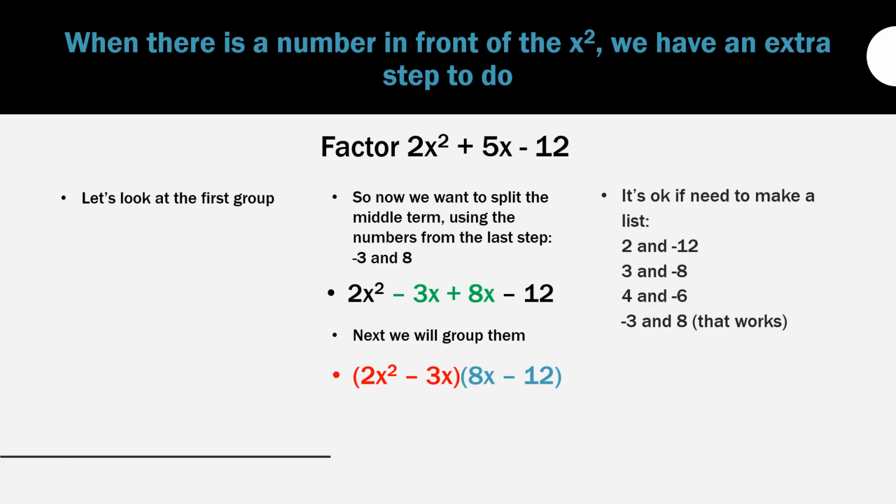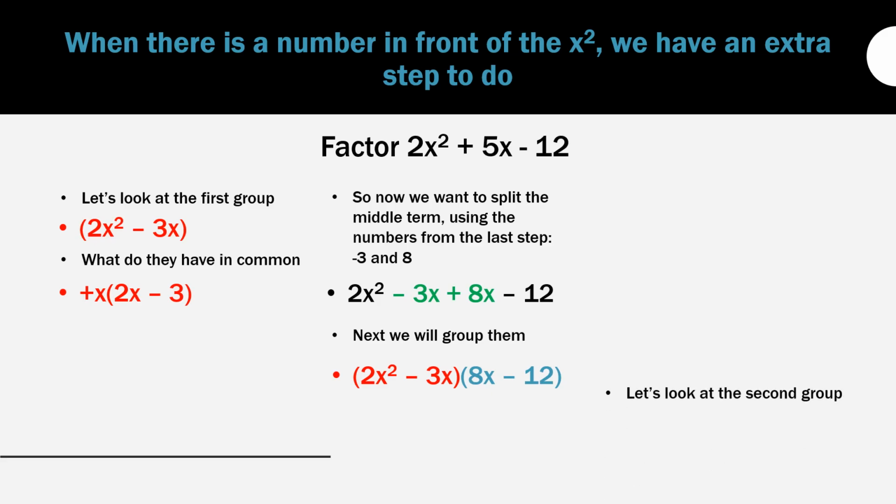So when I look at the first group, 2x squared minus a 3x, what do they have in common? Notice the only thing both of these terms have is the letter x. Specifically, they have a positive x. Now, sometimes people I know don't write the positive sign, but it's okay if you do. So if I'm able to divide both of these by a positive x, we're left with a 2x minus a 3. All right, good job.